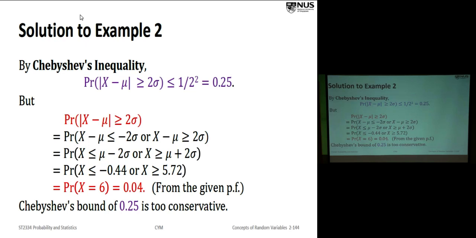So in this example, indeed, the probability that the absolute difference of x minus mu is at least 2 sigma is less than 1/4, but in fact it is 0.04, which is much smaller than the upper bound provided by Chebyshev's inequality. So it's too conservative. The take-home message of the example is that Chebyshev, in this example, provides you an upper bound that may not be useful in practice. In this case, it's not that useful because actually the chance that this thing happens is pretty small.